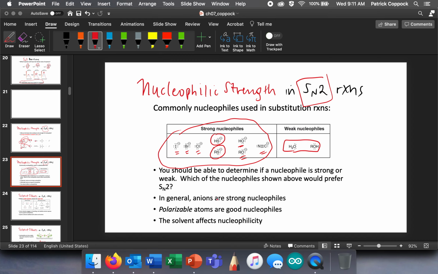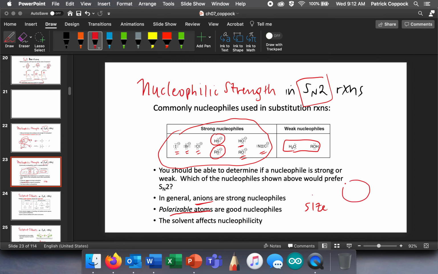So in general, anions, right, are strong nucleophiles. Notice these all have a negative charge. And they also have lone pairs of electrons, of course, right? So they're anions, and being polarizable makes them better. And by polarizable, what we mean is if they're big, okay? If they're really big, that means that they're really polarizable.